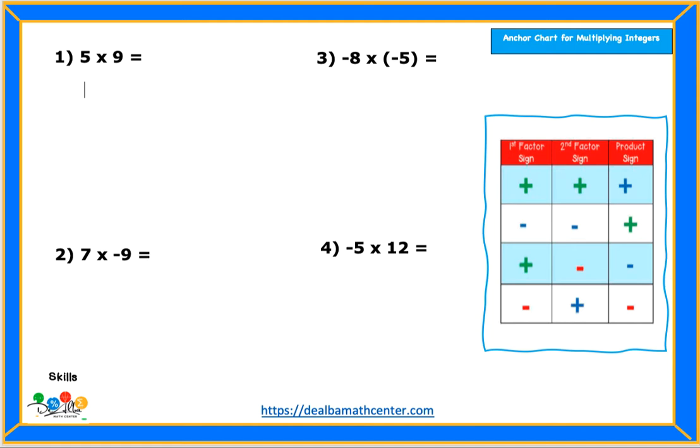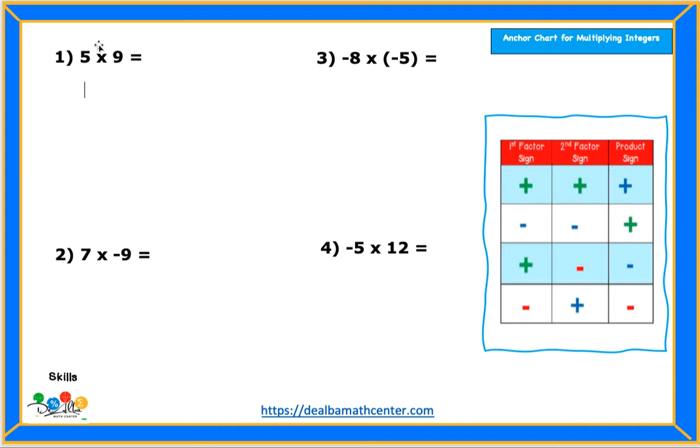The first question says 5 times 9, and we're going to be using this anchor chart that we have on the right side about multiplication or division with integers. Remember, the rules are different for addition and subtraction, and the rules are different for multiplication and division. Great, so we're going to be using this one.